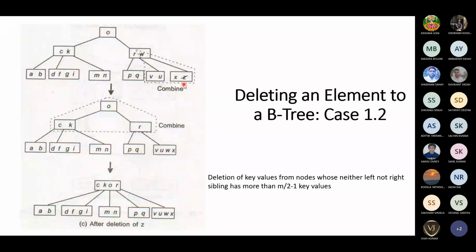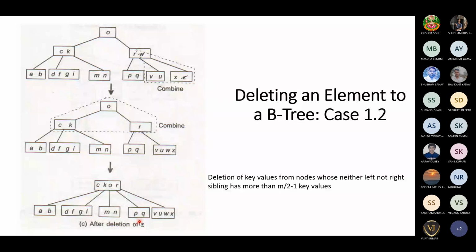Originally the tree is like this. By inserting Z, the tree becomes like this. So when I'm deleting the Z value, we can bring the order into the original stage likewise.